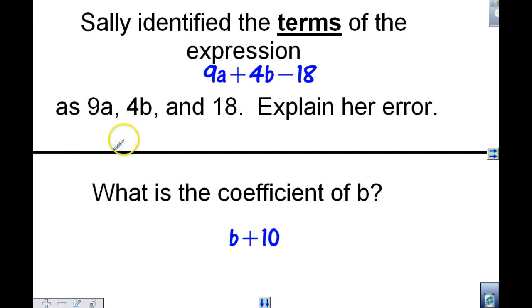I'm supposed to make a 18. So once again, the most common mistake is, but that's a subtraction sign. Well, it's a negative as well. This is positive 9a, positive 4b, and negative 18. So don't forget that negative.